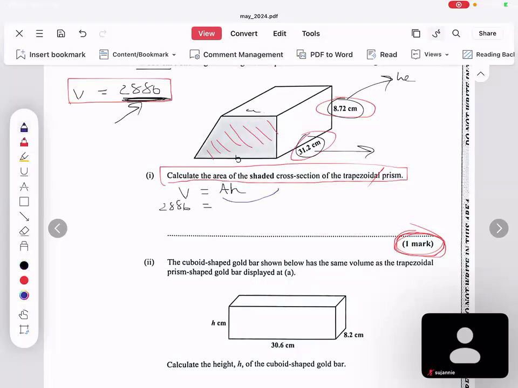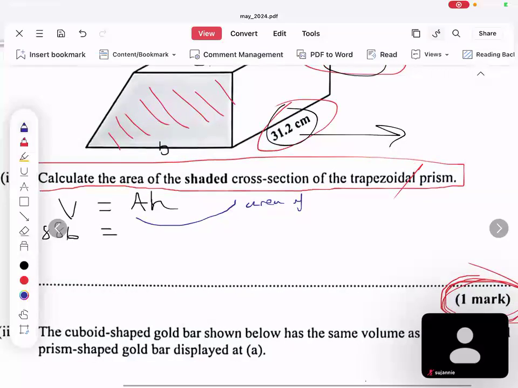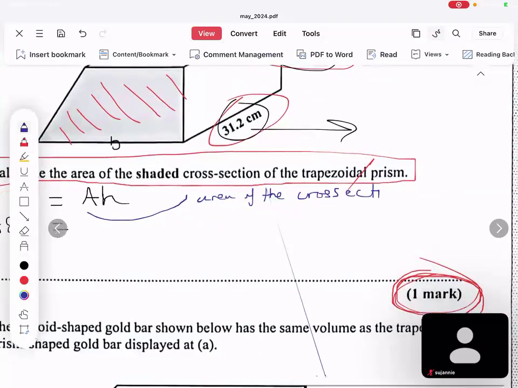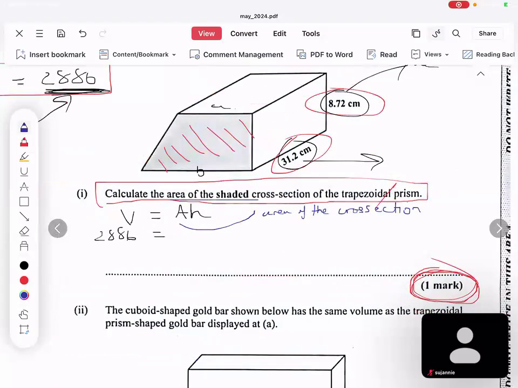Well, if you forget, check back your notes. You'll see Mr. Pierre told you that A stands for the area of the cross section. Just double check your notes. Trust me, I told you. Area of the cross section. And it so happens that this question is actually looking for the area of the shaded cross section. So therefore, A is what we are looking for, so we're going to write A back right here.